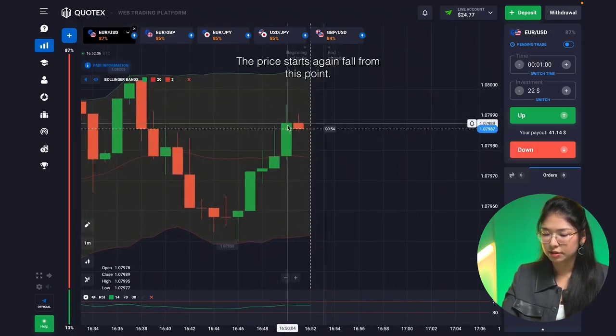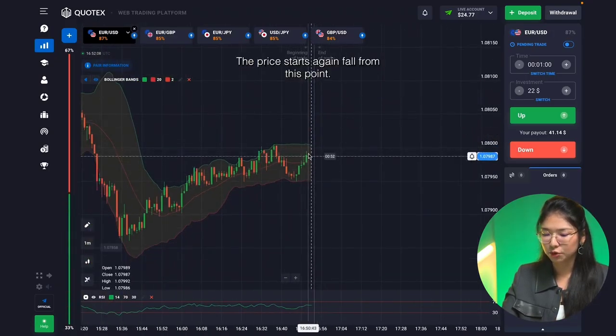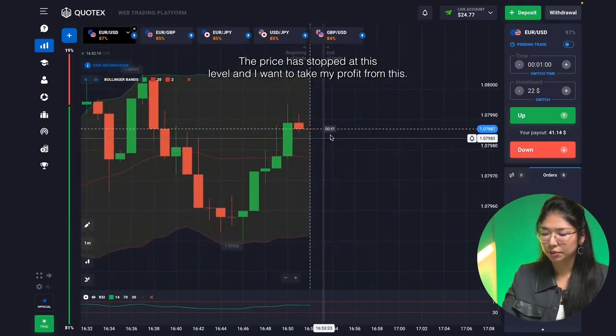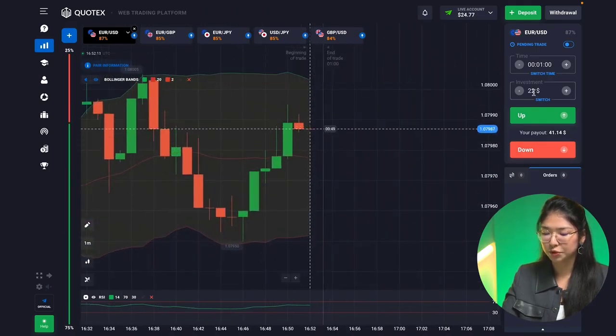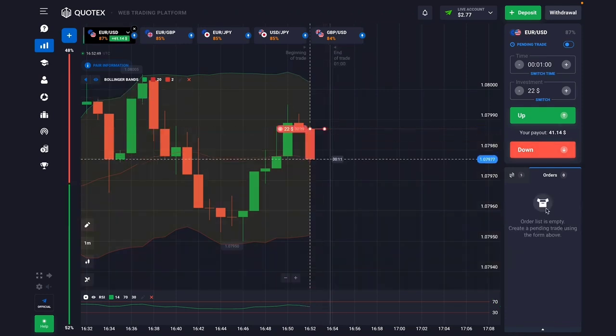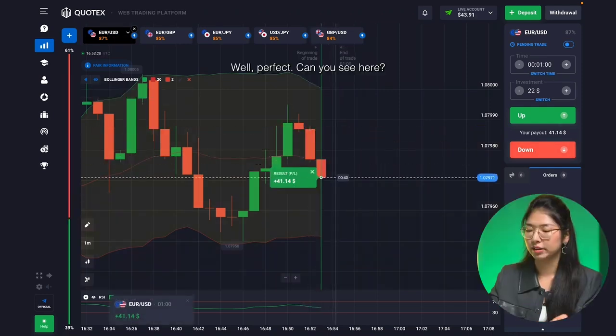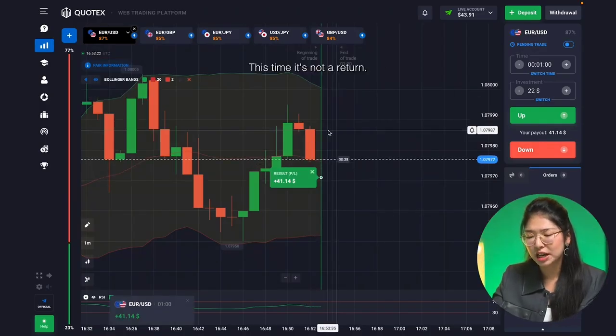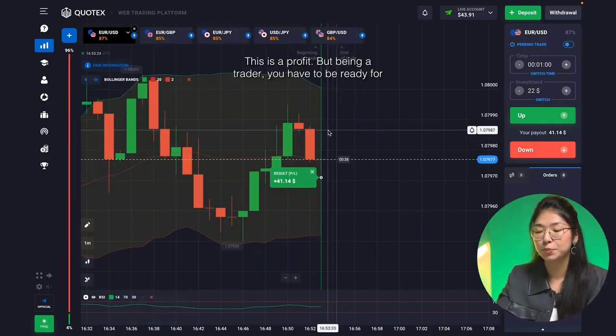The price starts to fall again from this point. The price has stopped at this level, and I want to take my profit from this. So $22 as my investment, and be ready for a put option right now. Brilliant, guys. Can you see here? This time it's not a return, this is a profit.